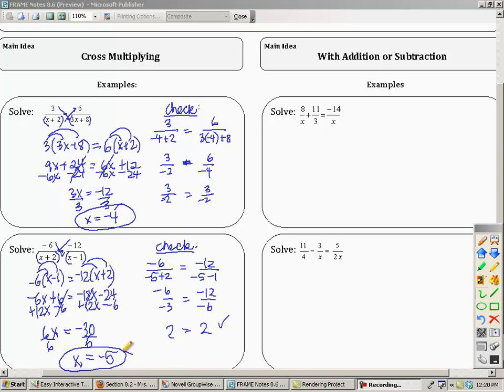Now, this is the easiest, when you have one fraction equals one fraction. The problems happen when you have the addition or subtraction of fractions, because now we've got to go back to 8.5. Now, 8.5 says when I look at 8 over x plus 11 over 3, I need a common denominator. So I'm going to multiply this first fraction by x over x for this denominator, and this fraction by 3 over 3 to get the other denominator. If I do that, on top I get 24 plus 11x, all divided by this denominator of 3x.